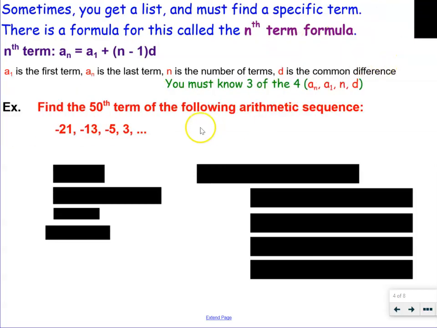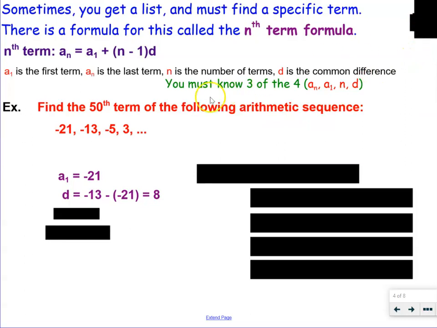So here's an example. Find the 50th term of the following arithmetic sequence. It goes negative 21, then negative 13, then negative 5, then 3, and so on, and it keeps going. So we know that the first term, a sub 1, is negative 21. Then the common difference d, we have to calculate by doing the second minus the first. So negative 13 minus negative 21. We subtract the negative, that's adding. So negative 13 plus 21 is 8. 8 is positive, we're adding. So negative 21 plus 8 gives you negative 13. Negative 13 plus 8 gives you negative 5. Negative 5 plus 8 gives you 3. 3 plus 8 will be 11. 11 is the next term.